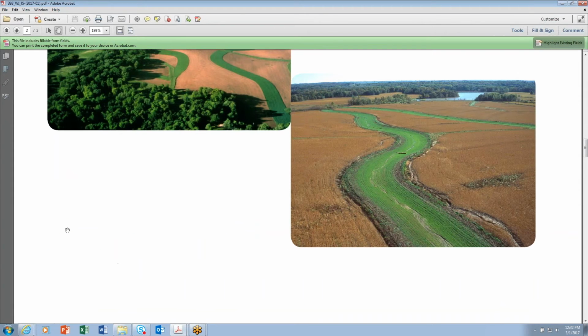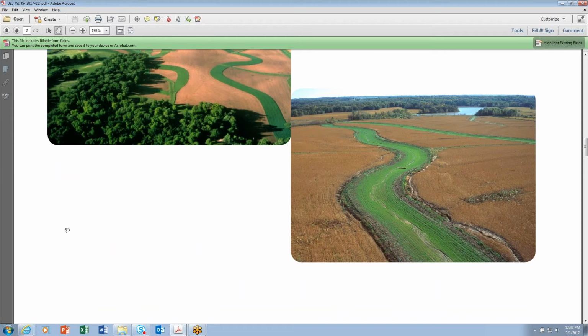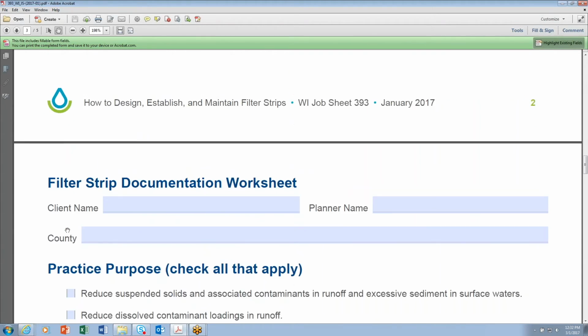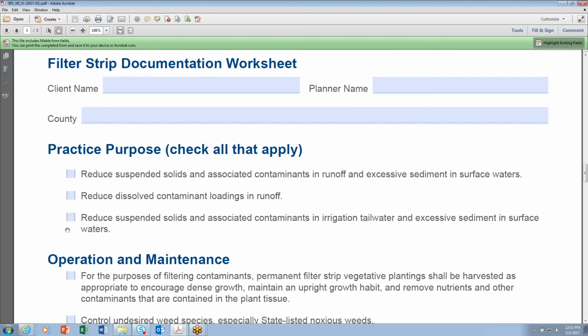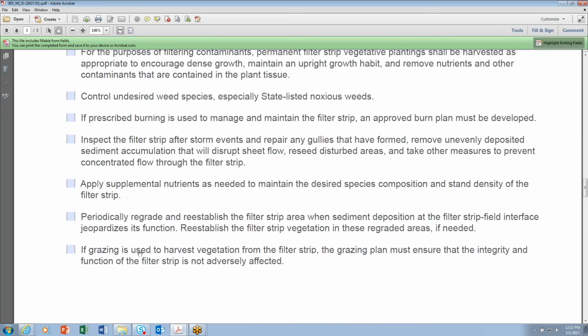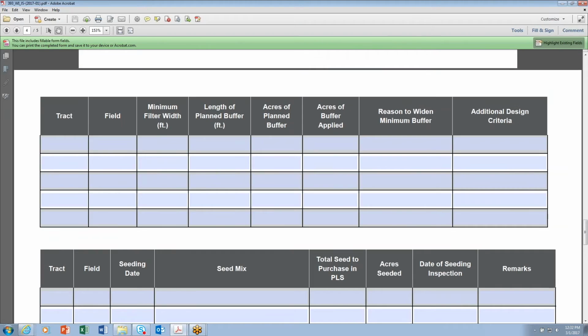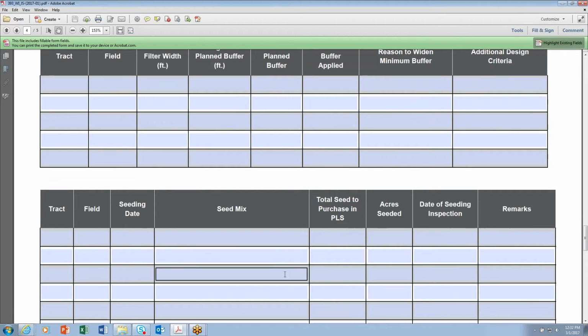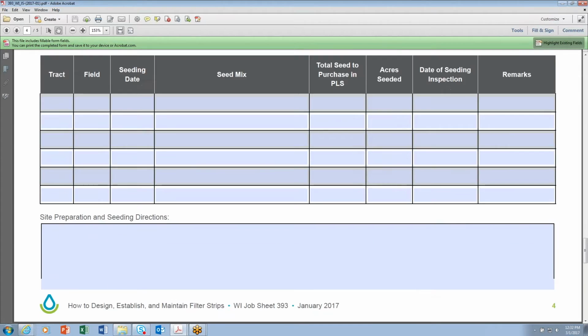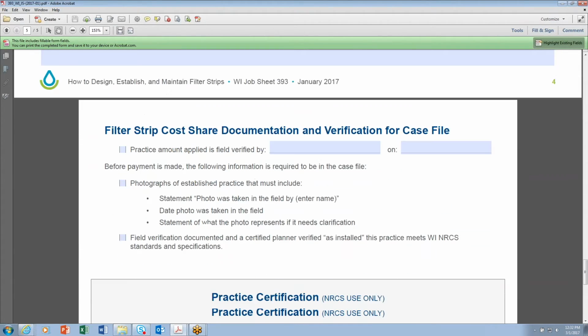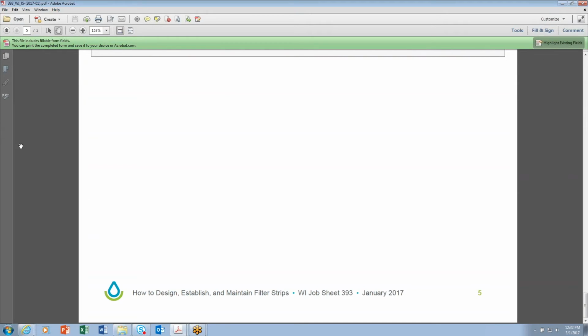Some of you will notice that that's not very functional, and it's a waterway. That's not the right picture. So I apologize for that, but we'll get that corrected. This again helps you. If you just fill this document out, all of the plans and specs are listed right here. So we're asking for this information just to make sure that we've hit the plans and the specs. And this is something that will help the producer understand what they're seeding, when they're seeding it, and anything else that they need to know. Okay, so that is what a job sheet is.